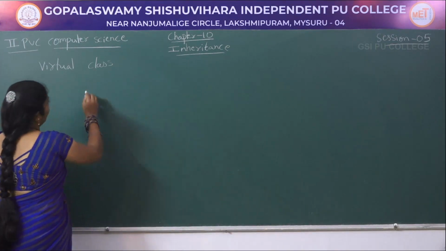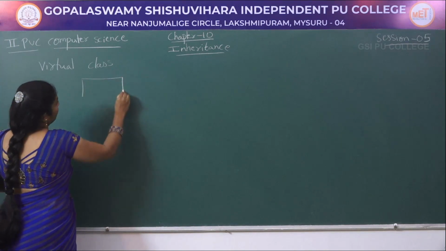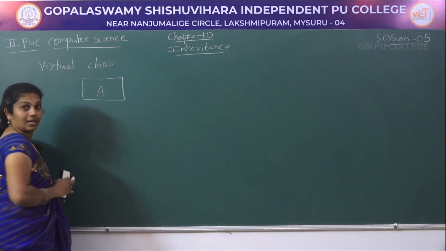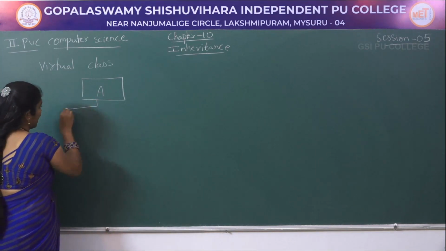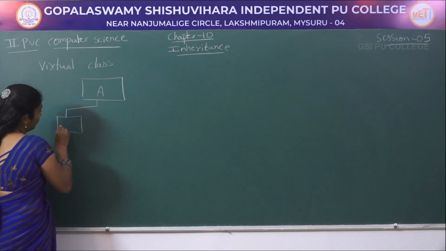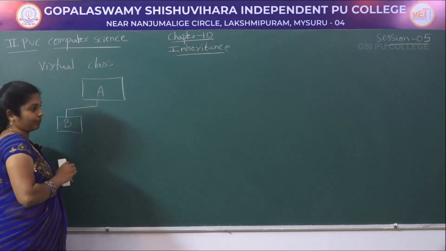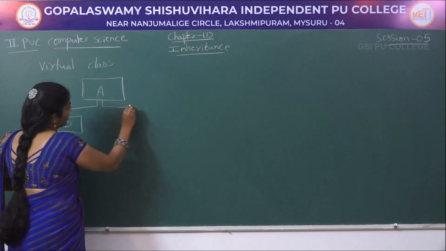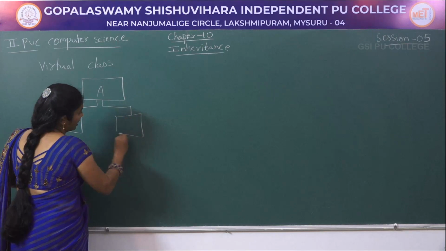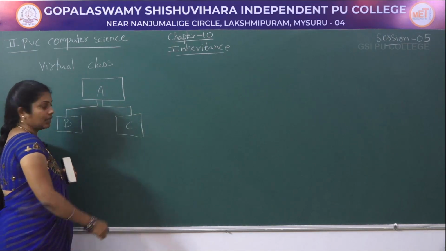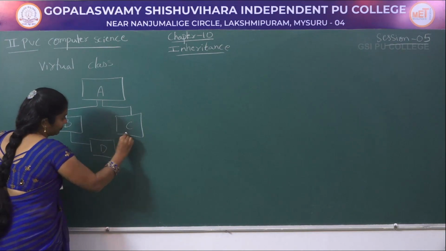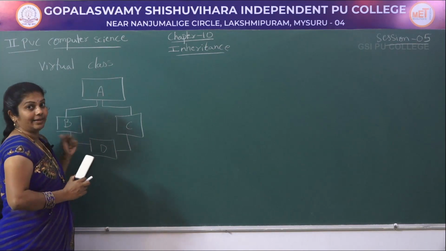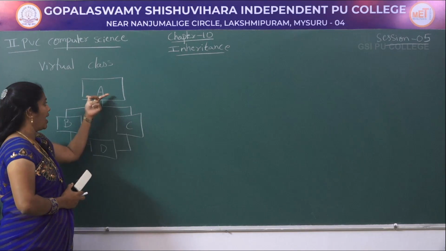For example, consider we have a base class A. From this base class, we have derived one more class, B. From the same base class, we are creating one more derived class, called C. From this, we are creating one more derived class, D. Here we have totally 3 derived classes and only one base class.